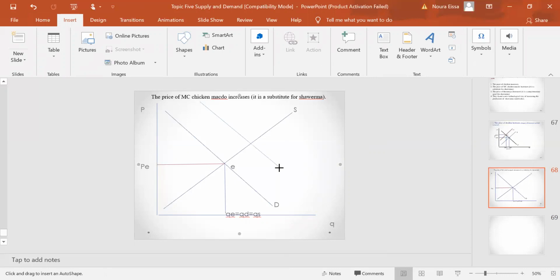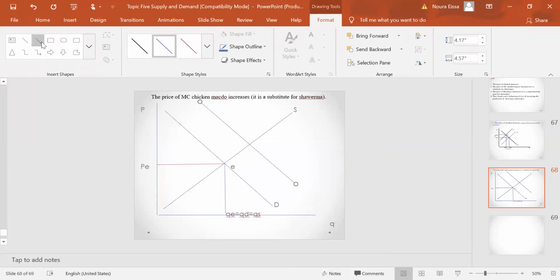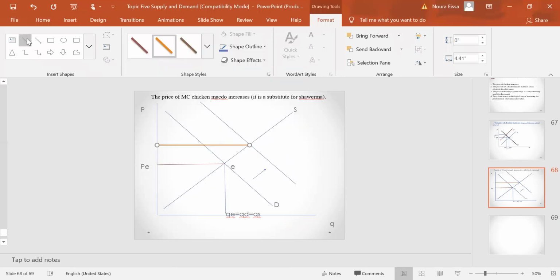All right. It's right here, a shift to the right. And this is my arrow to show the shift to the right. You need to label your new equilibrium. Where is the new equilibrium? This is the new point of intersection between supply and demand. So we have here the price, and this is the equilibrium quantity right here.